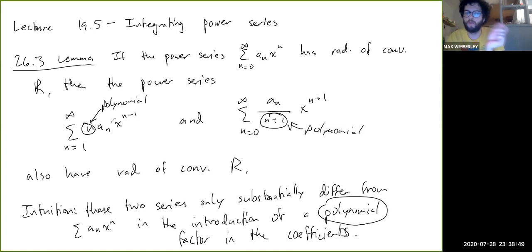They can affect whether the new power series converges at an endpoint. So sometimes the sum of a_n x^n converges at both endpoints, but the sum of n a_n x^(n-1) might only converge at one of the two endpoints or neither. Those are all possible, but the actual radius of convergence, which depends on the root test, won't change if you add in some factor of n or divide by n+1, because these just don't grow fast enough to affect the lim sup of the nth roots of the coefficients. That's basically what the proof revolves around.